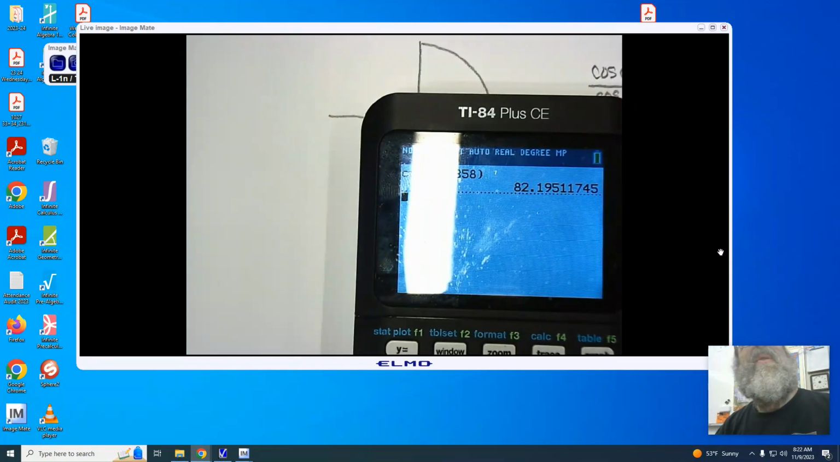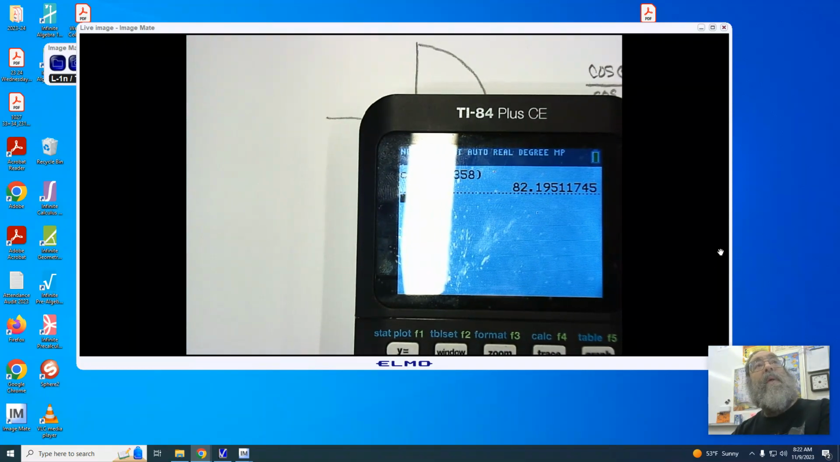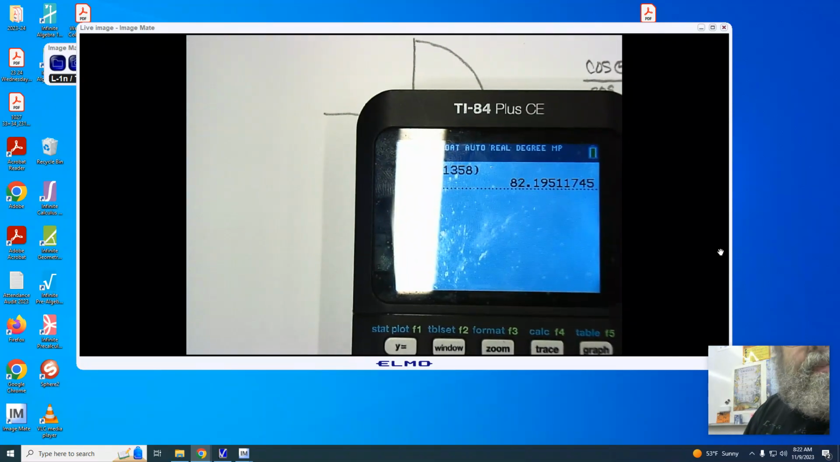Okay, and you'll notice it gives you quite a big one. We only want 4 decimal places when we're working with our trigonometry. So just be aware of that.